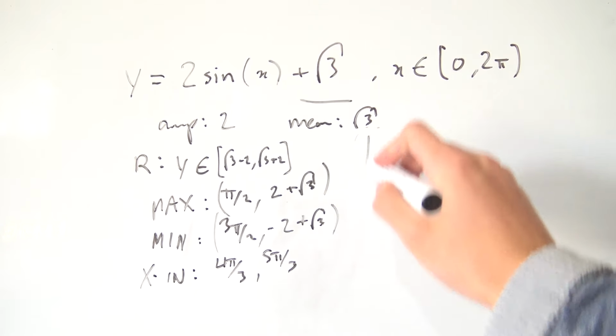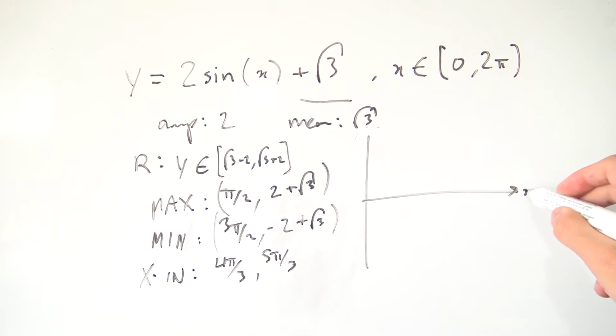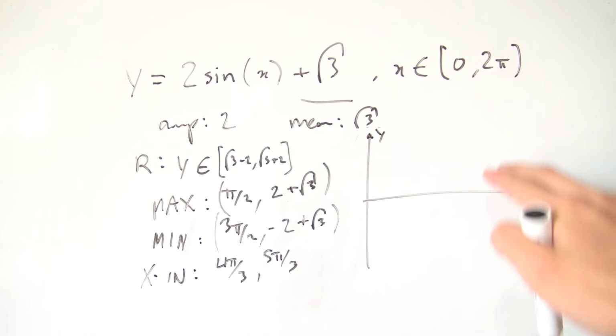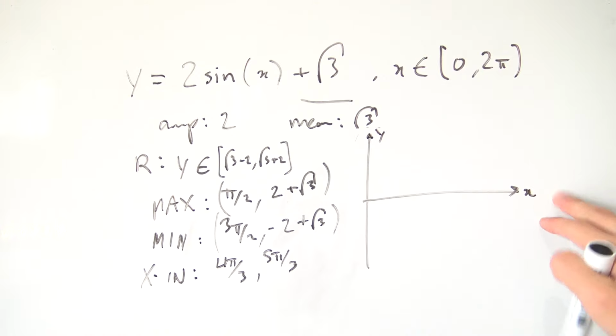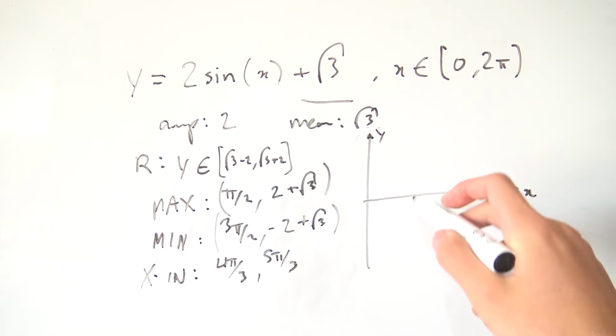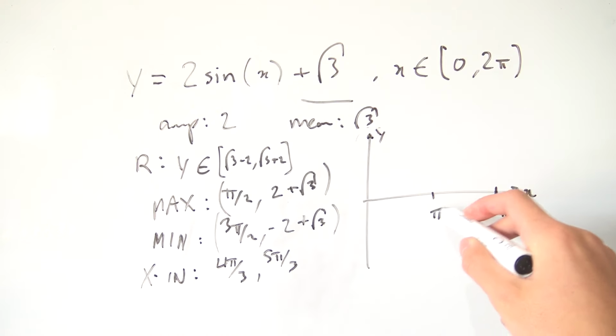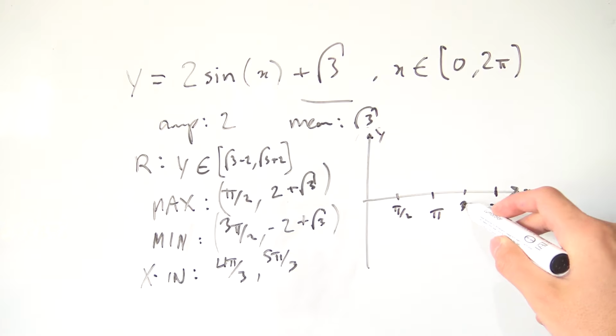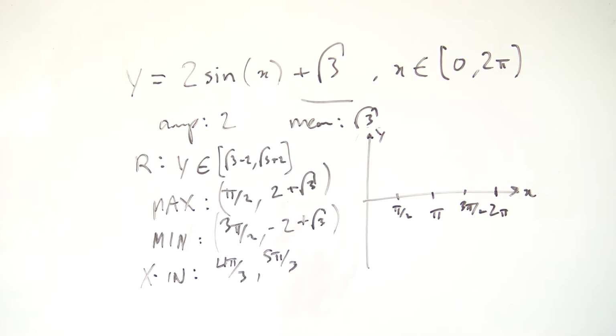So let's draw up our xy axis right here. So we have our x, our y. Notice our x is between 0 and 2 pi, so we're only worried about the positive half of it. So it'd be nice if we can label where our 2 pi is, so maybe around here somewhere. That means our pi is halfway. Then we have pi over 2 right here, 3 pi over 2, and I think that's all we really need.